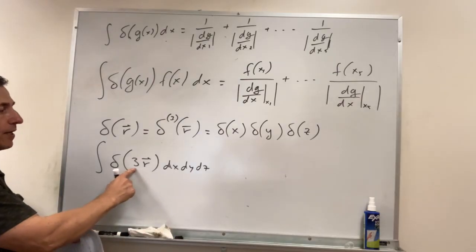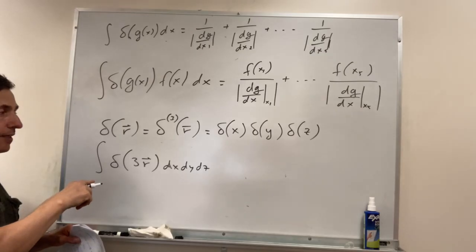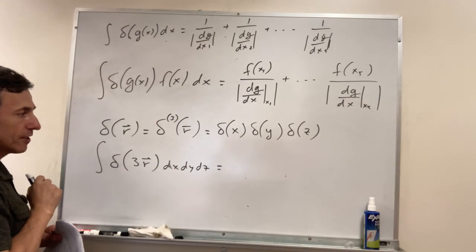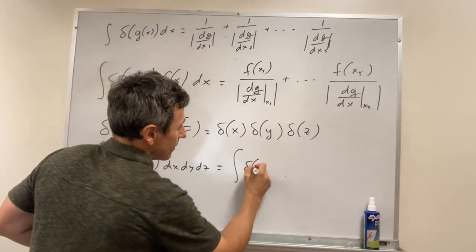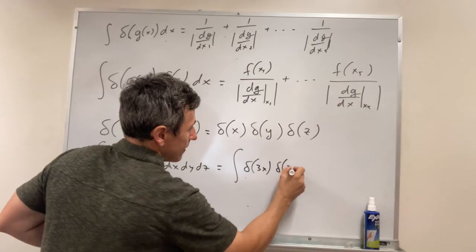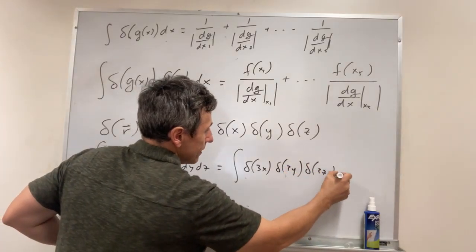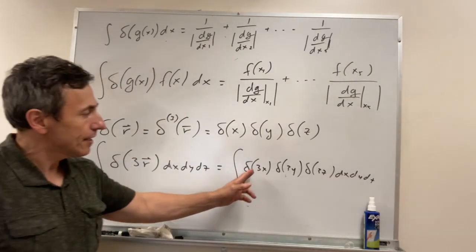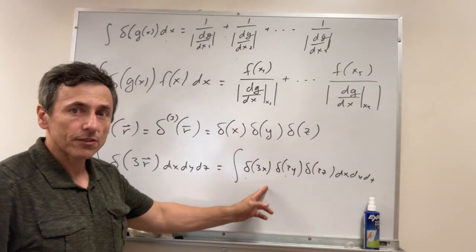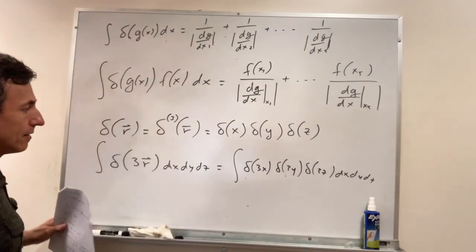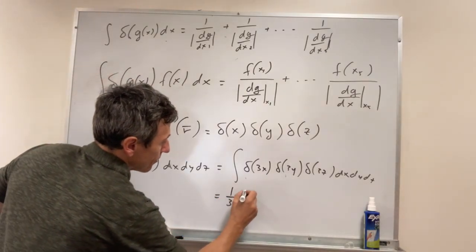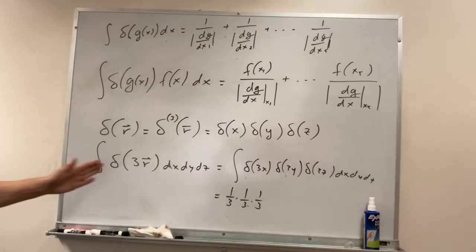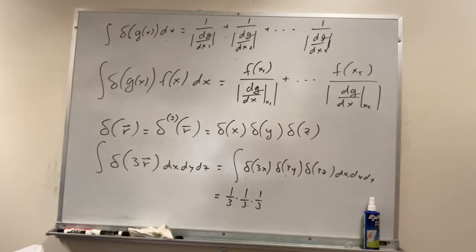So you need to be careful how to extract this coefficient 3. It's not 1/3, it's 1/3 times 1/3 times 1/3, because it's a product of three one-dimensional delta functions. So we have the integral of delta 3x, delta 3y, delta 3z, dx, dy, dz. For each one-dimensional delta function it will be 1/3, so finally the answer will be 1/3, 1/3, 1/3. So you need to be careful how to deal with this coefficient.